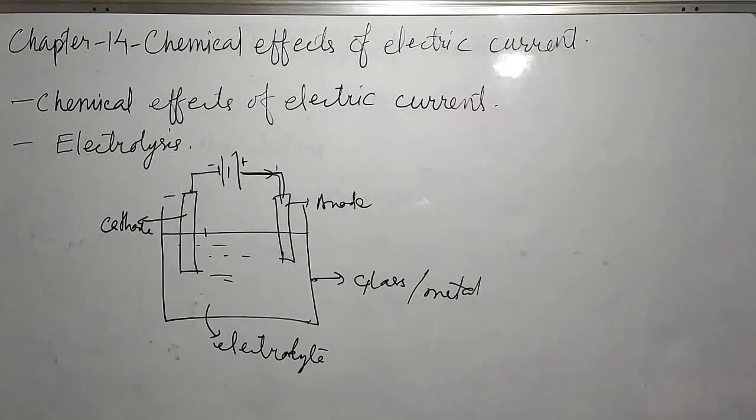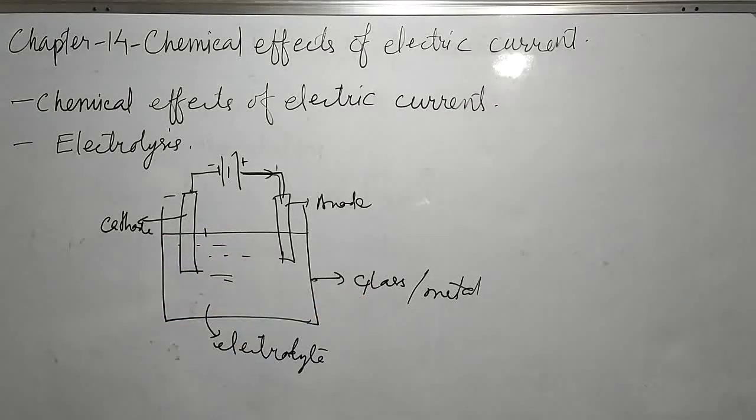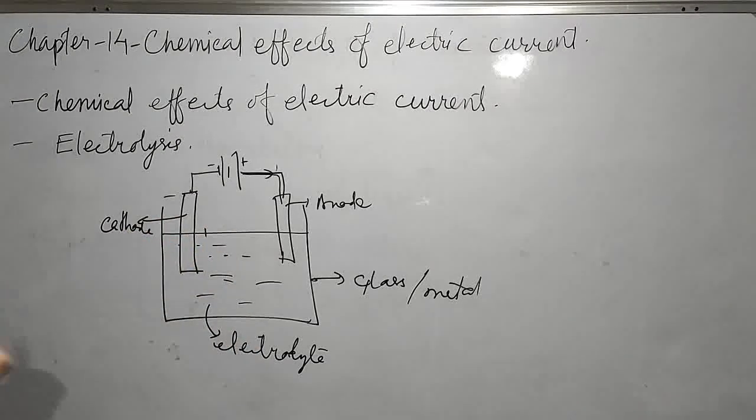The next one is the electrolytic cell. Electrolysis of a substance is usually carried out in an apparatus called the electrolytic cell. This is the diagram of the electrolytic cell. It contains a container made of glass or metal. It contains the electrolyte, which is a solution, also a mixture. Then two electrodes, one is the cathode, the other is the anode, a battery, and a switch are present.